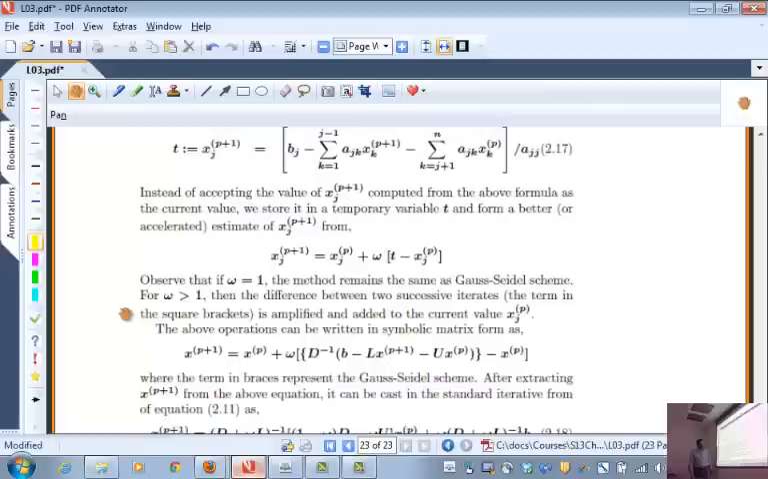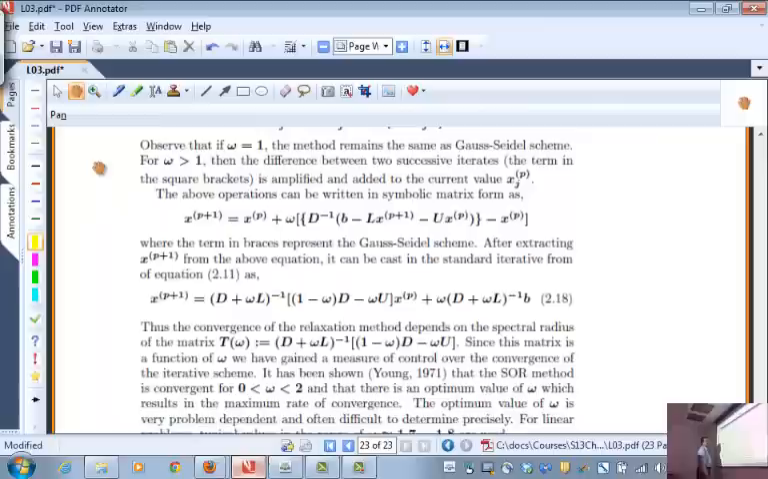All you need to do is substitute for T into here and then write it in terms of the matrices L, D, and U and separate the XP plus 1 from the XP. And when you separate it, you will finally get this equation. And the T now becomes a function of omega. So the spectral radius can be tuned by tuning omega.